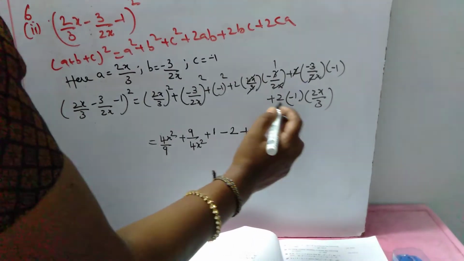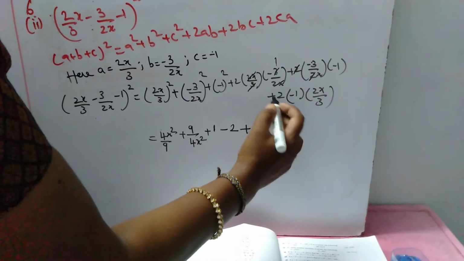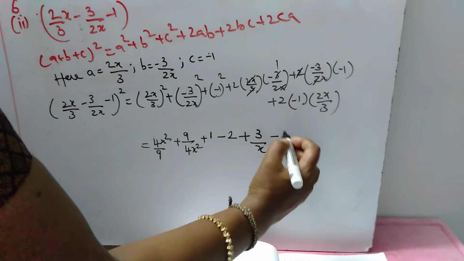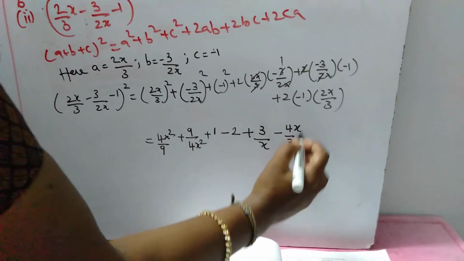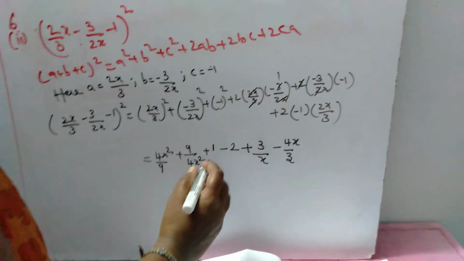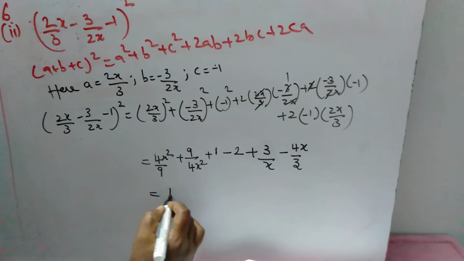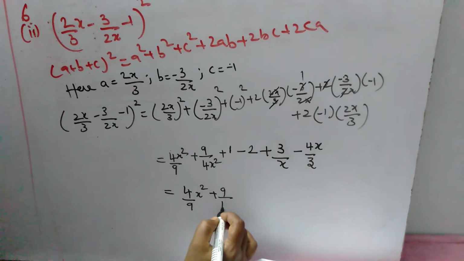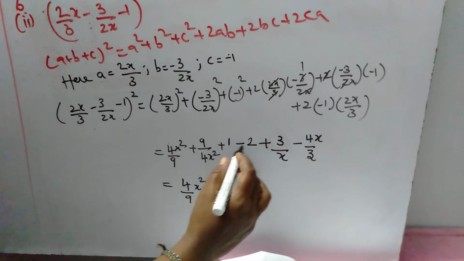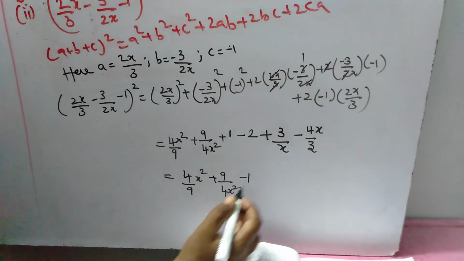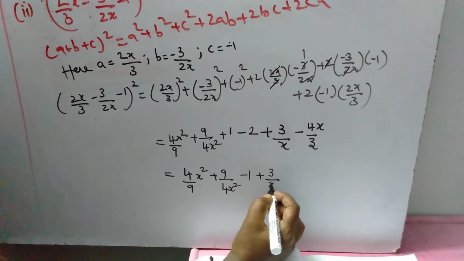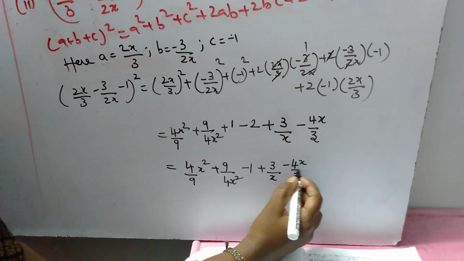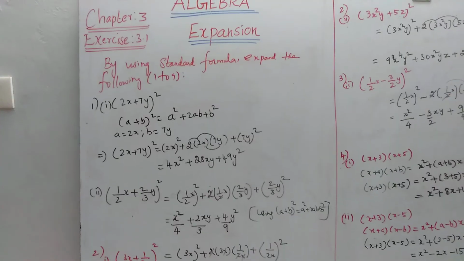Then there is no place to cancel here, so just multiply this sign first. Plus into minus is minus. 2 2s are 4, then 4x by 3, that is 4 by 3x. Okay, next step if you write here, 4 by 9 x square plus 9 by 4 x square, plus 1 minus 2 will become minus 1, then plus 3 by x minus 4 by 3x. Right, this is the solution.